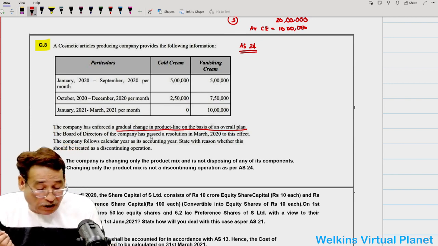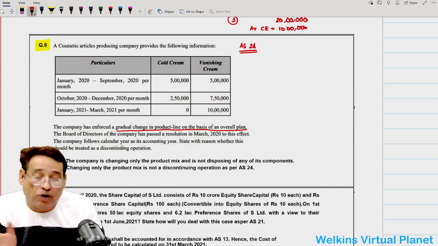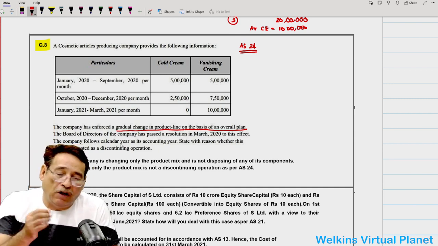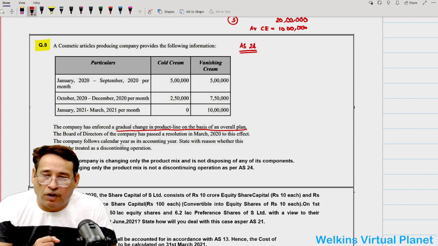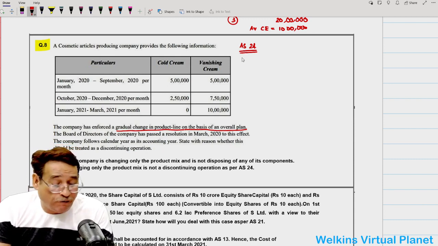The Board of Directors of the company passed a resolution in 2020 to this effect. In the following calendar year, state with reason whether it should be treated as a discontinued operation. You have to cite the reason and tell whether it is a discontinued operation or not. First of all, you need to write that it is a case covered by AS 24.